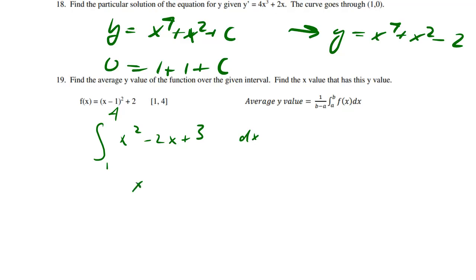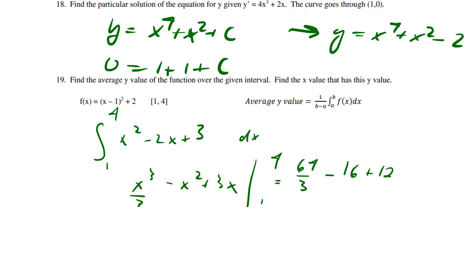So I'm going to get the integral of x cubed over 3 minus x squared plus 3x, from 1 to 4. That would be plug in the 4. 4 times 4 is 16. Sorry, that's 64 thirds minus 16 plus 12. And we're going to subtract from that plugging in the 1, which would be 1/3 minus 1 plus 3. So this gives us something. Let's just sort this out.